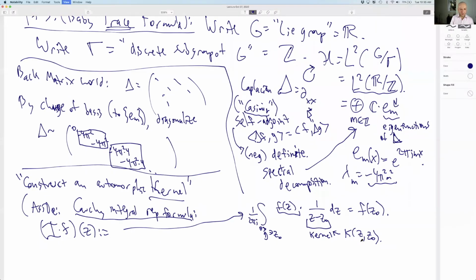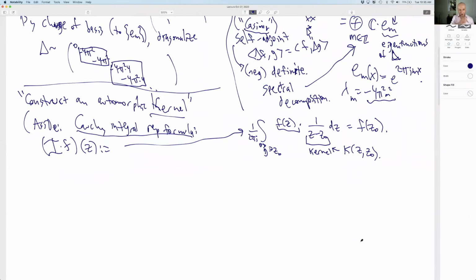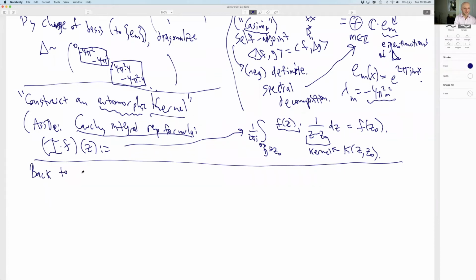Right. So here's what we want to do. We want to construct an automorphic kernel. So this kernel, if you notice, is basically a function of z minus z0. It's a function that depends mostly on the difference, up to an absolute value sign. I don't want to put an absolute value sign. So here's what we're going to do. We start with, let's go back to Poisson summation, the beginnings of Poisson summation.